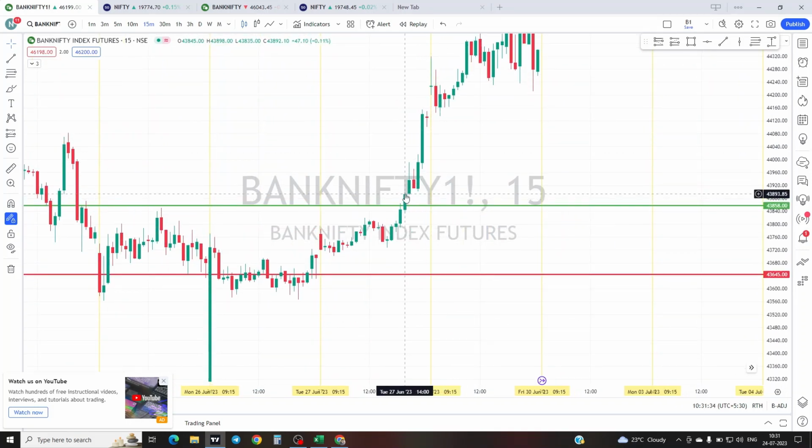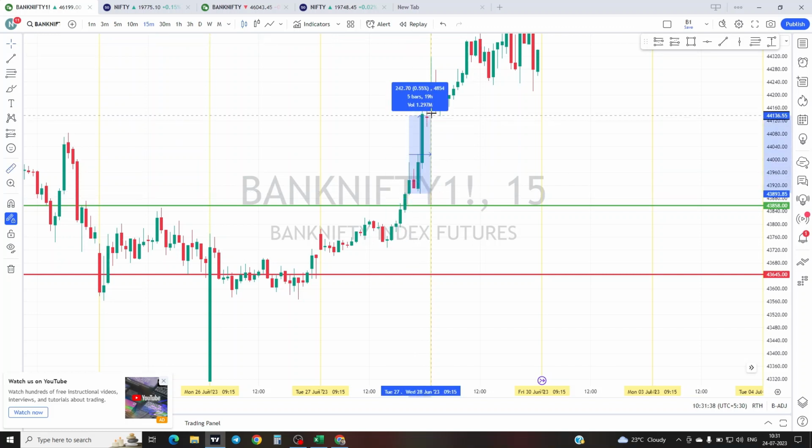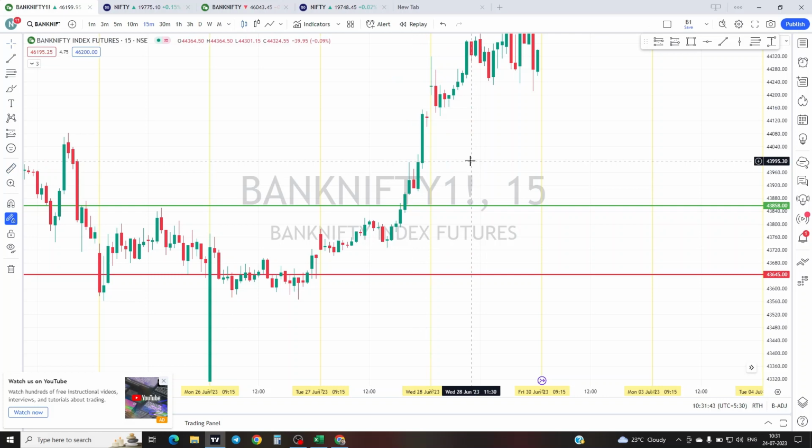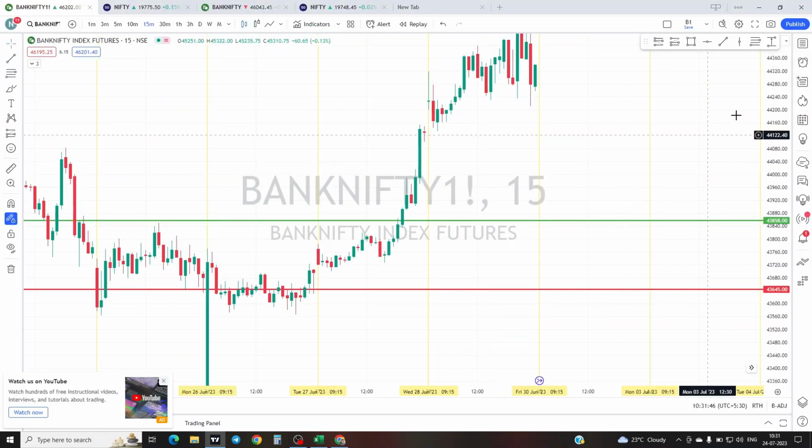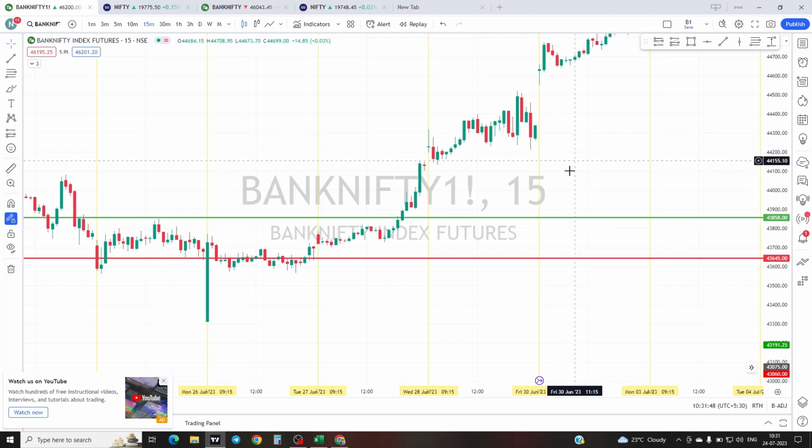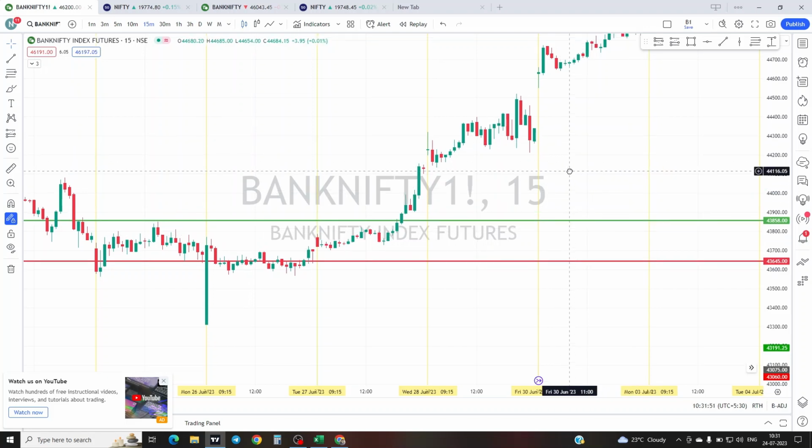See guys, once the candle closed above, we got a good trade, almost 250 plus points. So this is how you can make use of the strategy, guys. Make sure you backtest before applying it on the live market, and I'll provide an Excel sheet in the link below.